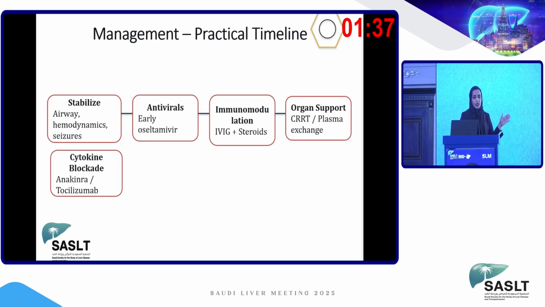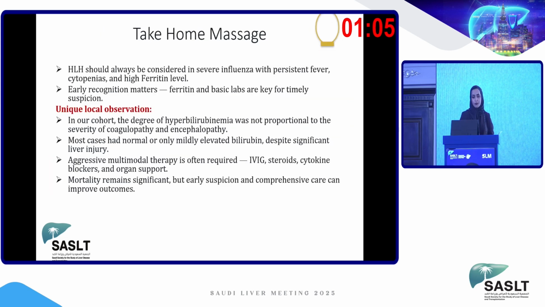So, the management timeline for this patient: stabilization, always airway and hemodynamics by the BICU team, and then starting early antiviral therapy. In a patient who has a persistent fever, even if he is in your center, start pulse steroid as early as possible with IVIG until he is accepted and transferred to a transplant center. And then organ support: for a patient who is encephalopathic, regardless of the ammonia level, initiate CRRT with plus-minus plasma exchange in severe fulminant cases. Cytokine blockade, either anakinra or tocilizumab.